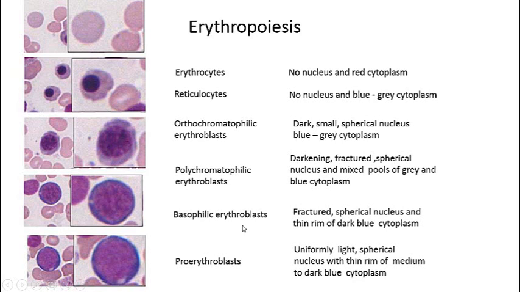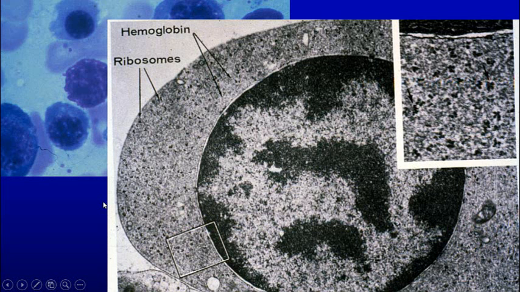And then we have a basophilic erythroblast through here, maybe a fractured face somewhat, blue cytoplasm, and then the pro-erythroblast, one that doesn't have a fractured face. But all these cells have a spherical nucleus or no nucleus at all.